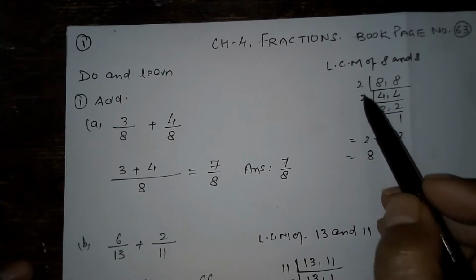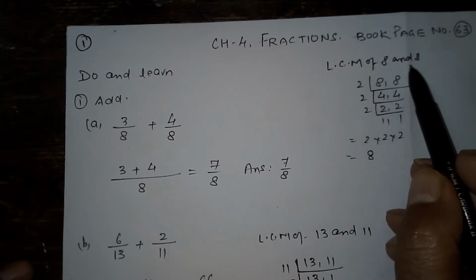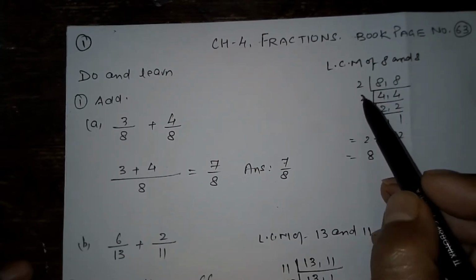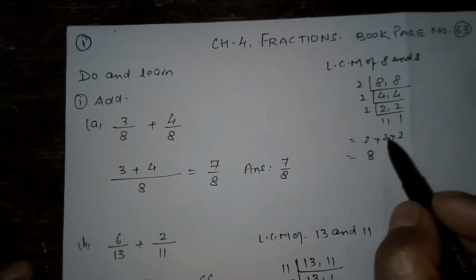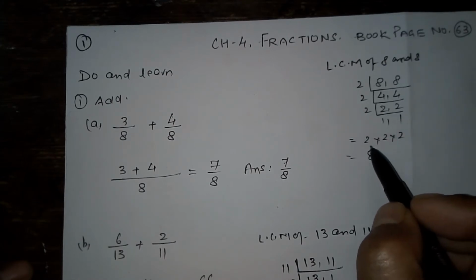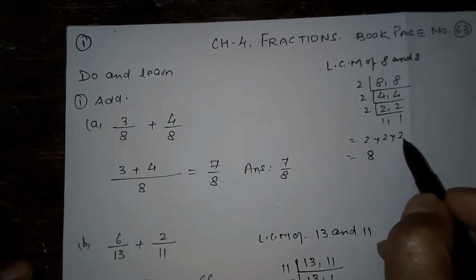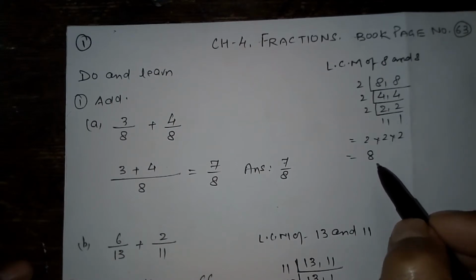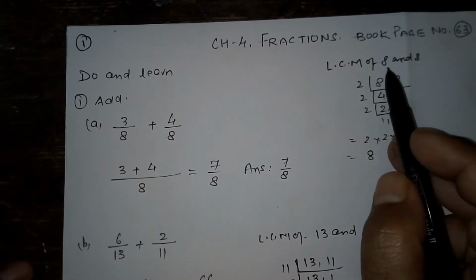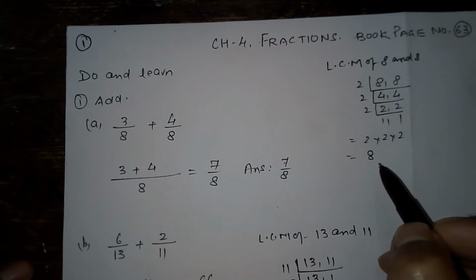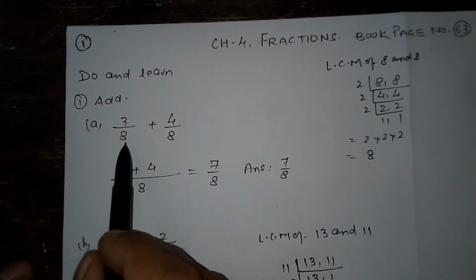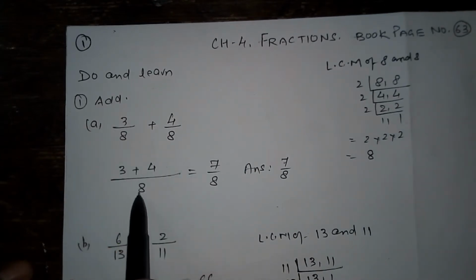Now the LCM of 8 and 8 will be 2 into 2 into 2. As you are looking, 2 into 2 into 2 will give you 8. The LCM of 8 and 8 will be 8.